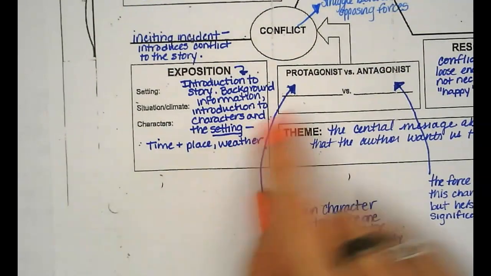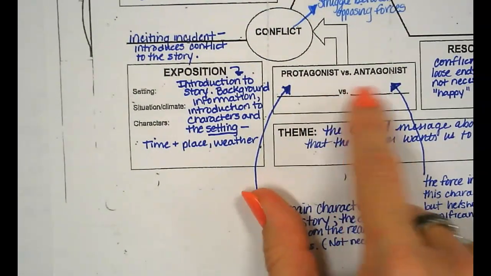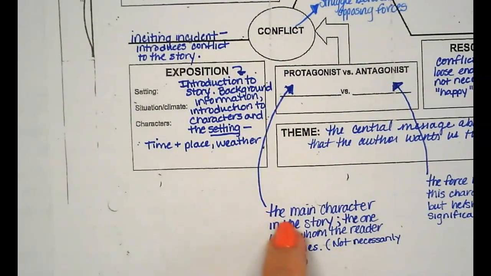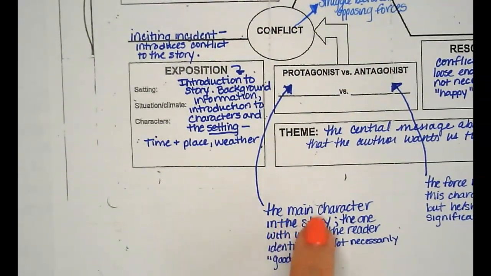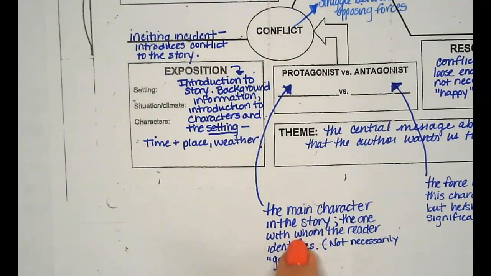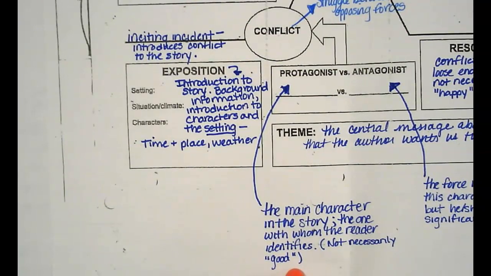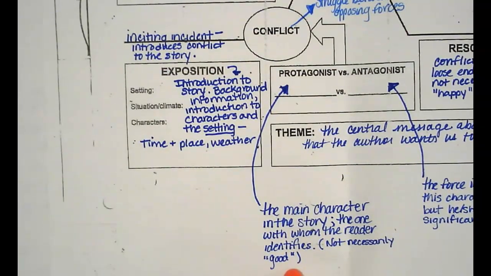Then we have our characters, our protagonist versus antagonist. So protagonist, the definition's down here. Protagonist is the main character in the story, the one with whom the reader identifies, not necessarily quote-unquote good. It's not a good guy. It's the character who's the main character in the story.